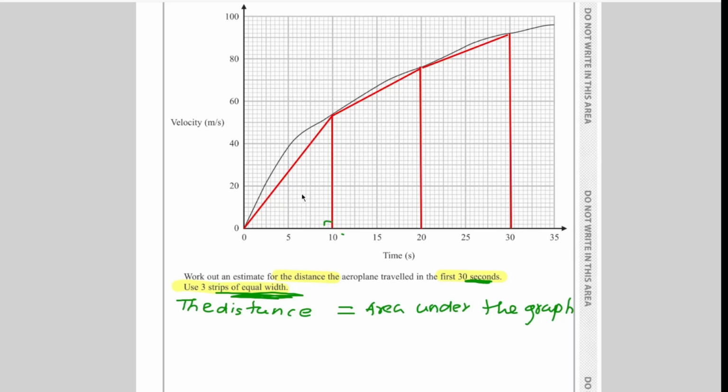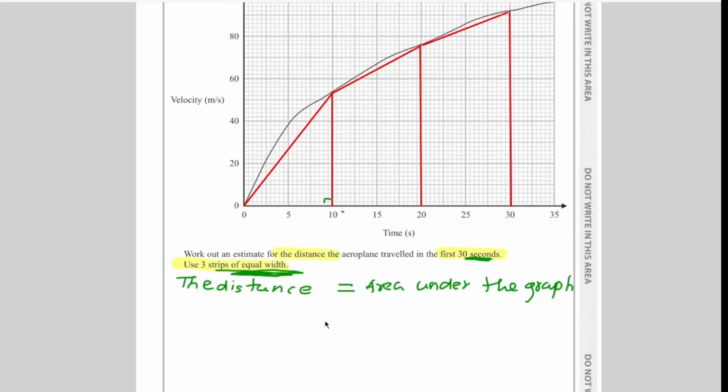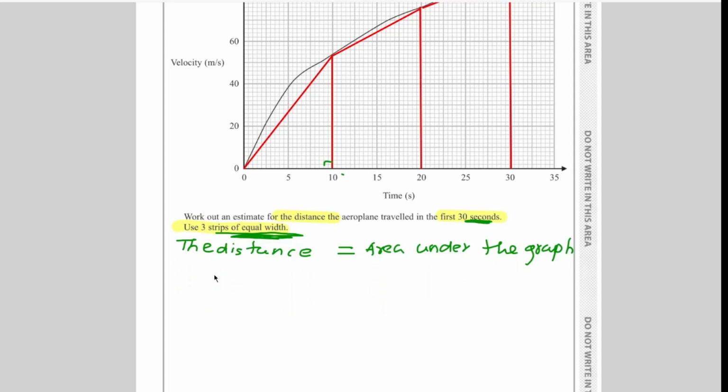So this part is a triangle. This part is a trapezium. This part is also a trapezium. So let's get the area of the triangle first. Let's get the area, figure 1, figure 2, figure 3. Area of the first figure, which is the triangle, is half into base into height.